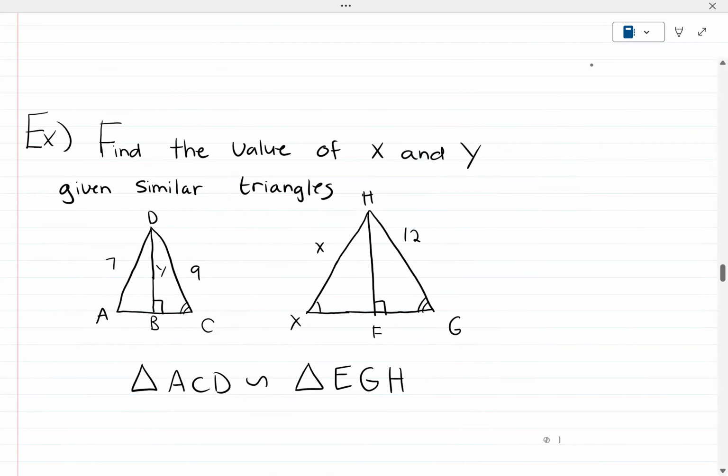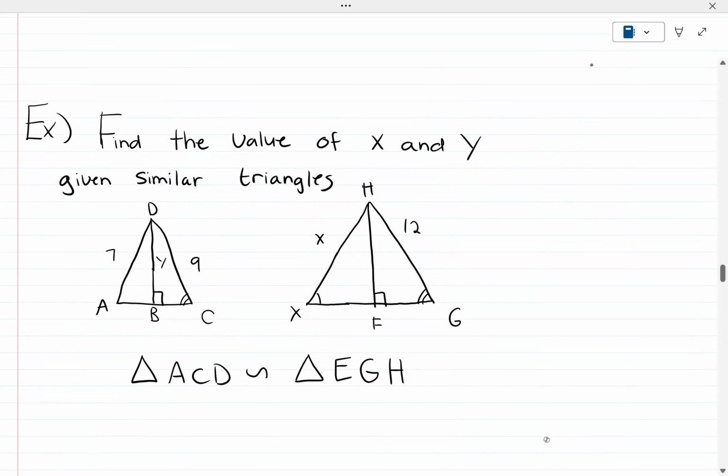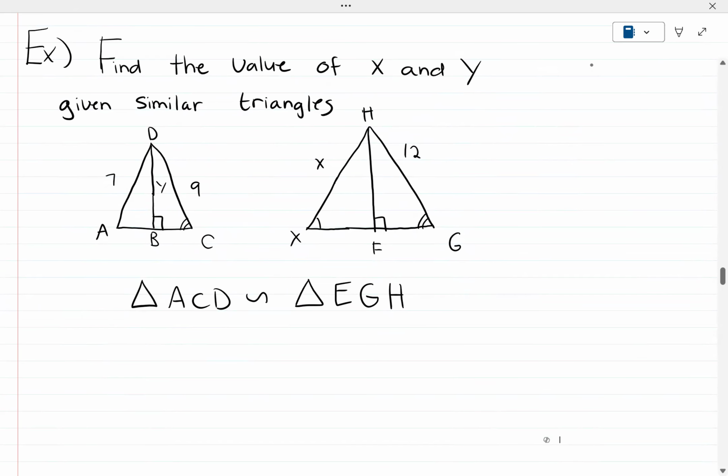So this example: find the value of x and y given similar triangles. They're saying that these two triangles are similar. Find the values of x and y. So x and y are not angles, they're side lengths, right? They do tell you that triangle ACD is similar to triangle EGH.